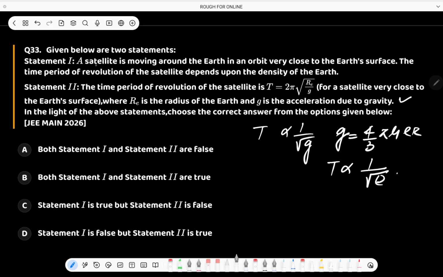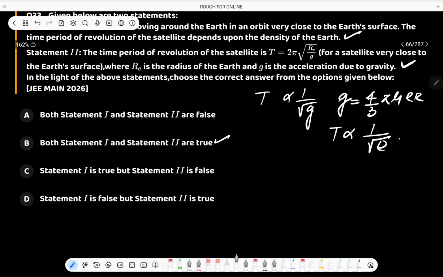So what is the first statement? A satellite is moving around the earth in an orbit very close to the earth's surface. The time period of revolution depends on density of earth. So that means the first statement is correct and the second statement is also correct. So both the statements are true. Both first and second statements are true. So option number second is the correct one.